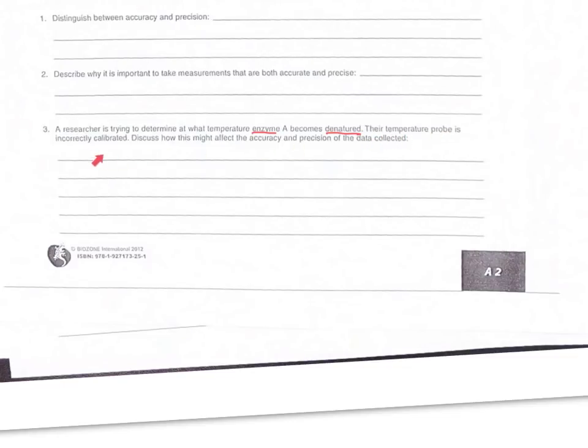Their temperature probe, I think you know what a temperature probe is. A temperature probe is just a device that can measure temperature, usually connected to some kind of electronic recorder. It could be a thermometer, but they would probably say thermometer if it was a thermometer, not probe. Probes are usually connected to some kind of electronic measuring or collecting device. Is incorrectly calibrated. Now, see, here's the question. What does calibration mean? What does it mean to have something that needs to be calibrated? And why is it important to calibrate your device? All right.